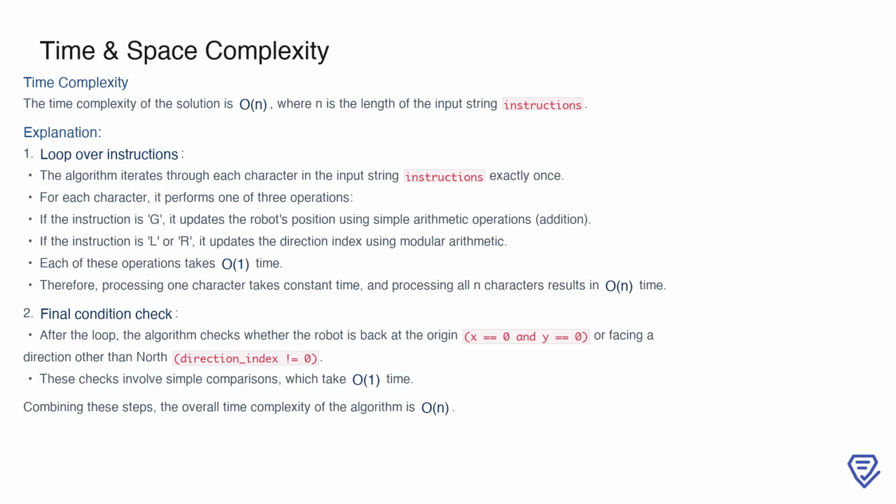If it's G, the robot's position is updated using simple arithmetic, which takes constant time. If it's L or R, the direction is updated using modular arithmetic, which also takes constant time. After processing all the instructions, the algorithm performs a final check to determine if the robot is back at the origin or not facing north. These checks involve simple comparisons and also take constant time. Adding all these steps together results in an overall time complexity of O(n).